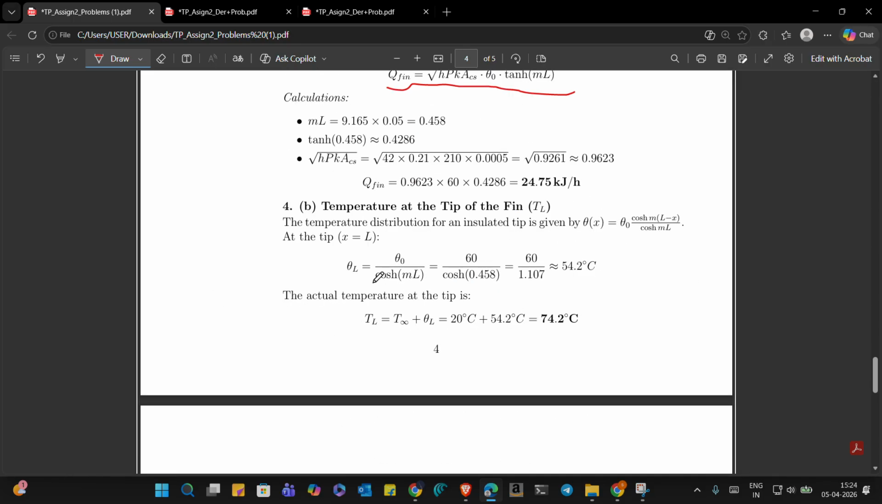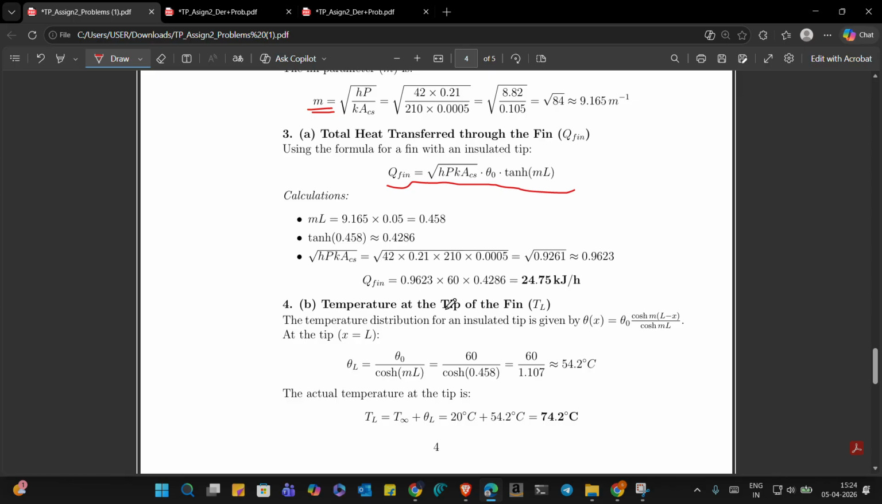But for the second part, what we have to find is the temperature at the tip of the fin. So, this is the different part from the prior two questions. What happens in this question? We are considering an insulated tip. So, we can't directly use the formula that we derived earlier for the infinitely long fin. We can't use that. So, this is the formula we are going to use for the given specific problem.